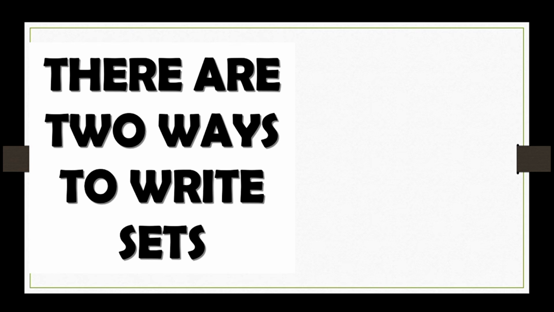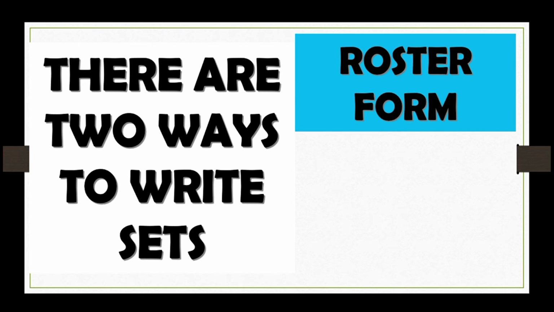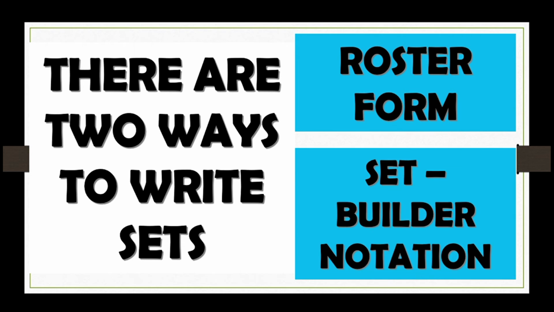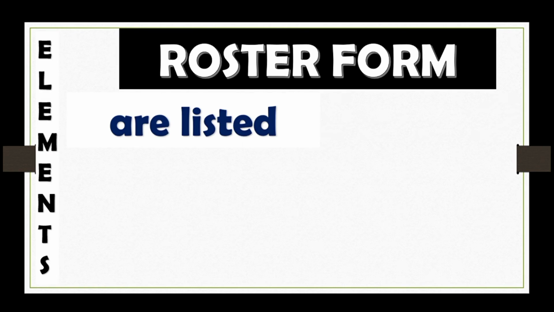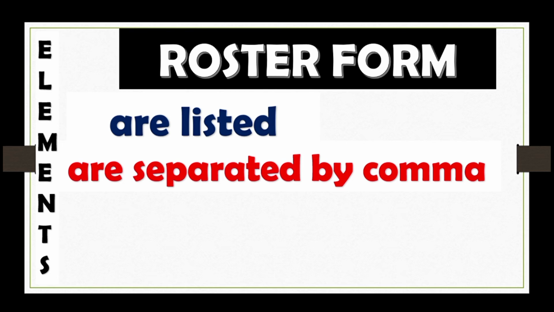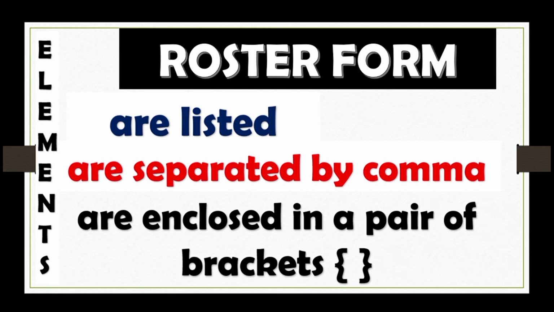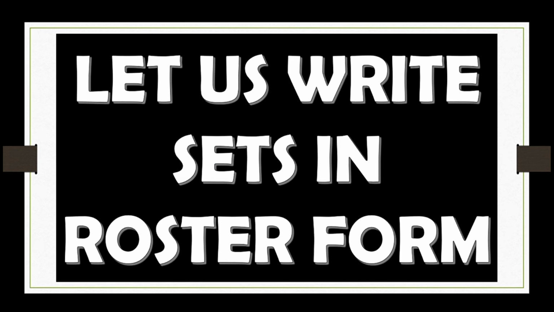There are two ways to write sets. First, using the roster form, and the second one is the set builder notation. Let's start with the roster form. Here, elements are listed, separated by commas, and enclosed in a pair of brackets. So let us try to write sets in roster form.